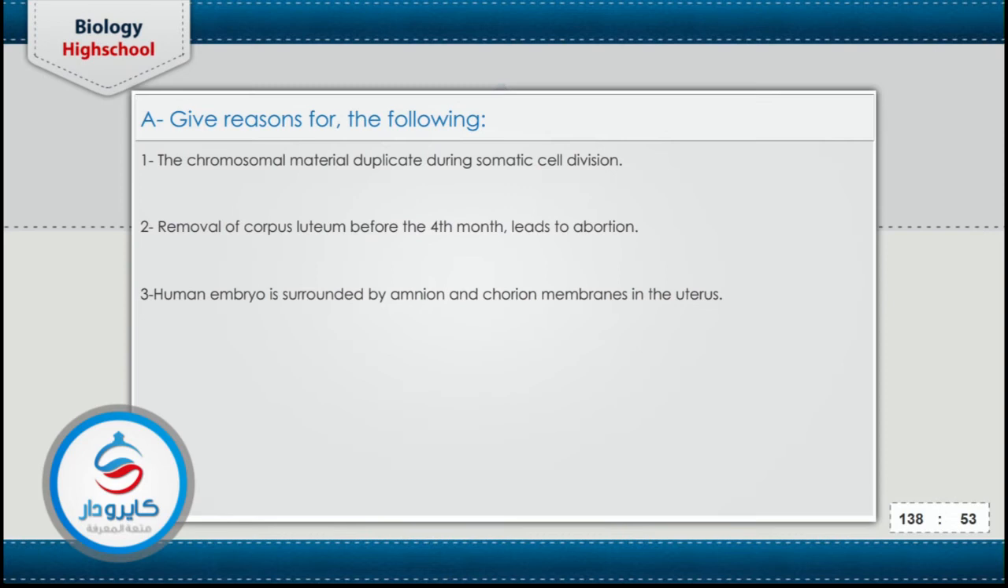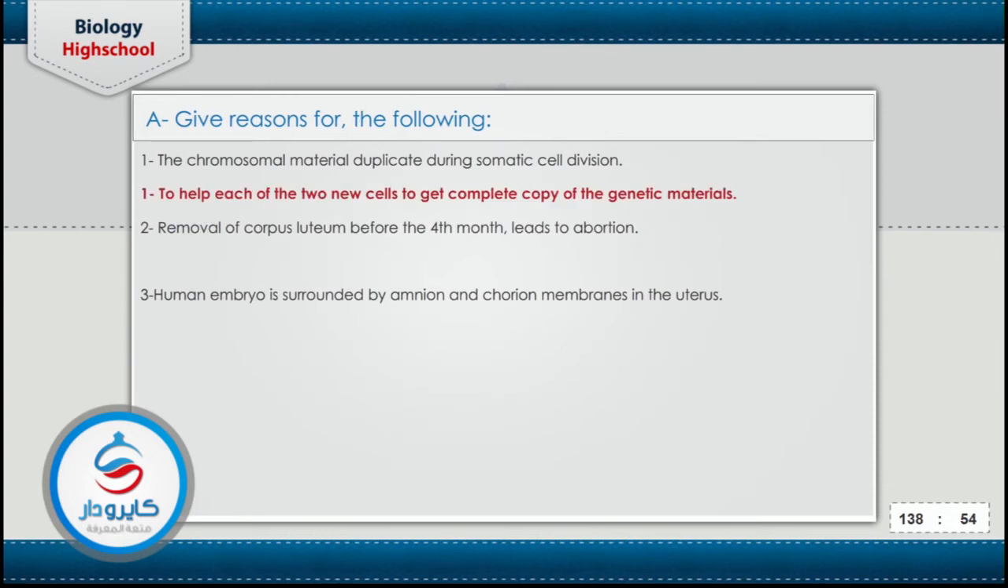The next, give reason for each of the following. Chromosomal material duplicate during the somatic cell division. Any cell that will divide must duplicate the genetic material to form 2 chromosomal sets, to allow each of the 2 new cells to get a complete copy of the genetic material.